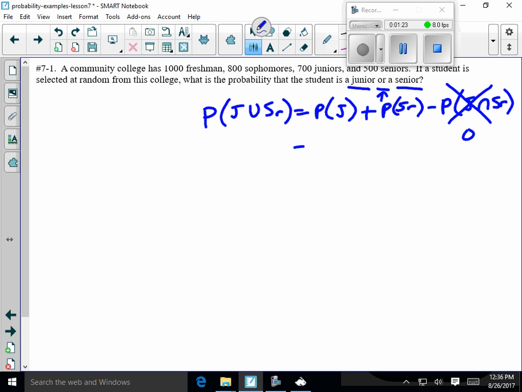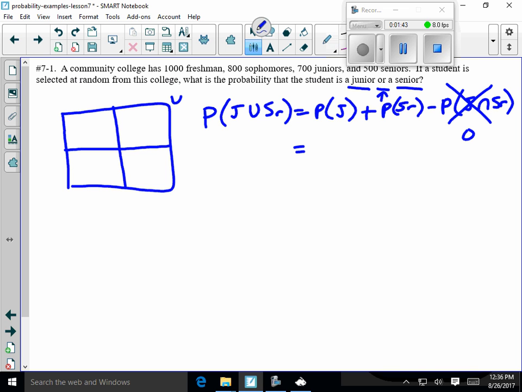And so all we have to do is find the probability of being a junior and the probability of being a senior. Now, this video is mainly about Venn diagrams, so let's show the Venn diagram situation for that. All the students in the school fall into one of 4 categories. So instead of using circles, I'm just going to divide this universal space of all the students into 4 quadrants, one for freshmen, one for sophomores, one for juniors, and one for seniors. And then I'll just put the numbers here. There were 1,000 freshmen, 800 sophomores, 700 juniors, and 500 seniors.